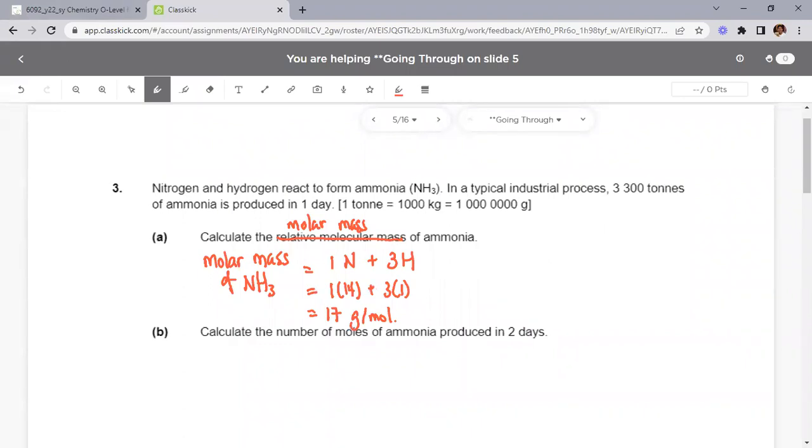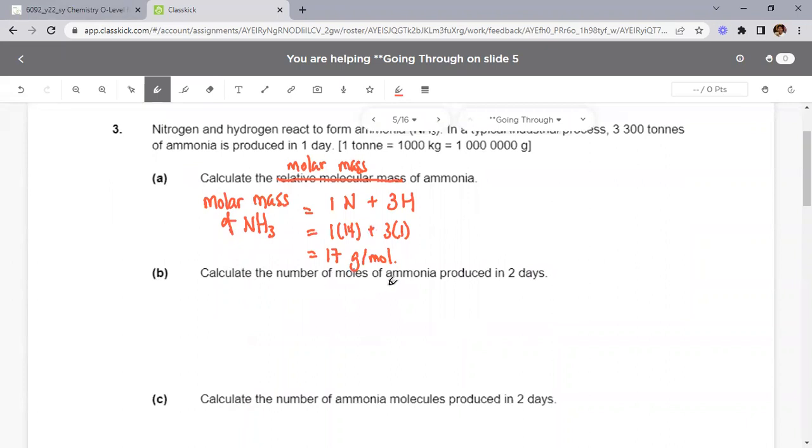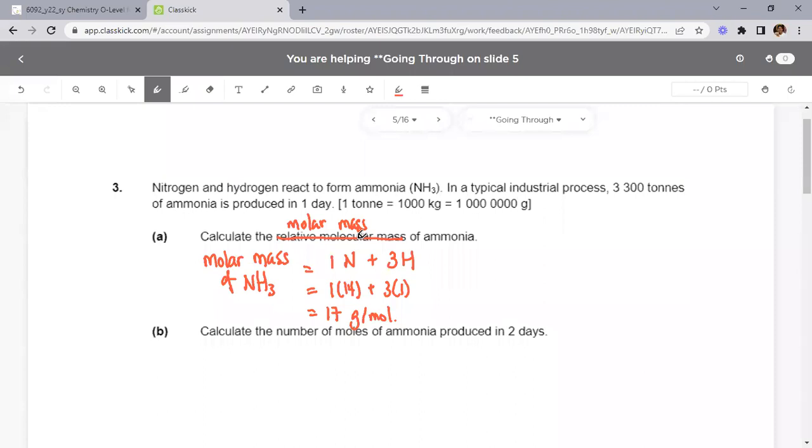Now, in part B, they ask you to calculate the number of moles of ammonia produced in 2 days. What they said was there is 3,300 tons of ammonia produced in 1 day. They want you to find the moles of ammonia produced in 2 days. So let's do it step by step.